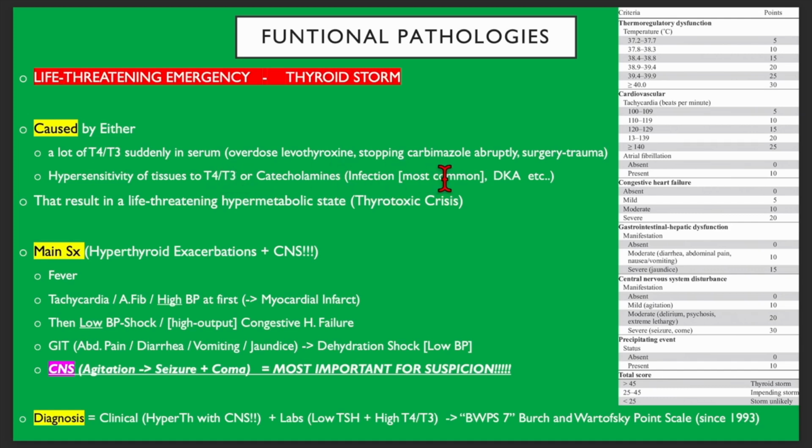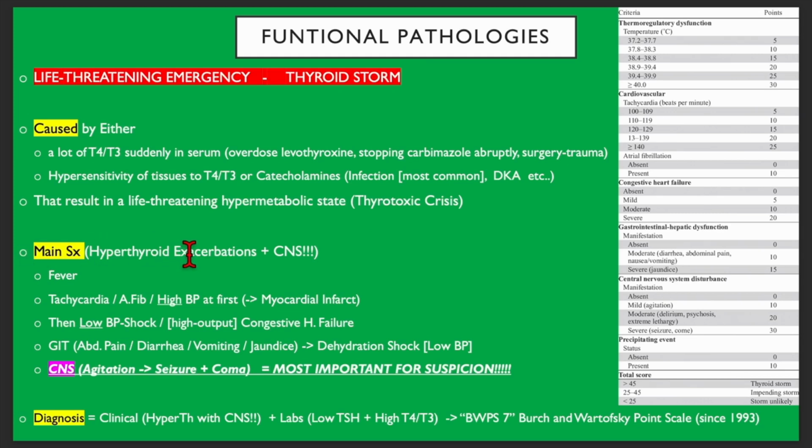For example, some infection happens. So that's another reason why we don't want to have lifelong carbimazole, because once they get an infection, we need to change the dosage and stuff like that. So if it doesn't work, we will suggest radioactive ablation. The result is a life-threatening hypermetabolic state. It's called the thyrotoxic crisis, and that's the thyroid storm.